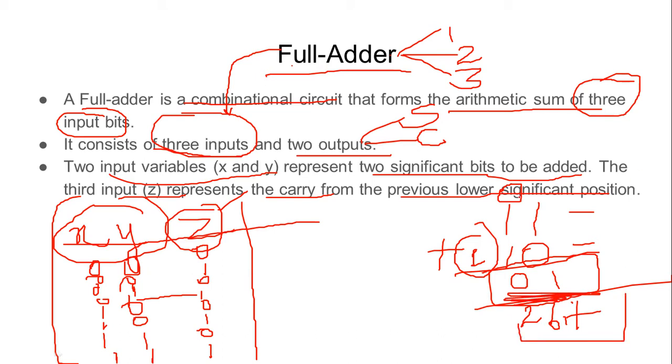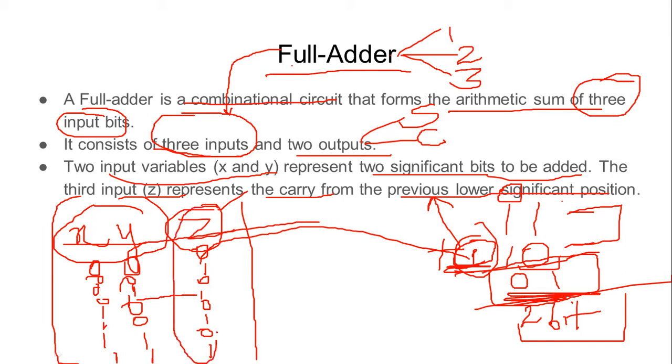The rule of digital electronics says that registers of the same size can be added or subtracted, right? So because of this, where will this 1 go? If you read again this last line, the third input z represents the carry from the previous lower significant bit. This is the least significant bit, and this is the MSB, most significant bit. So definitely this carry 1 can become part of the next input values. This is how it can be used in this z part.